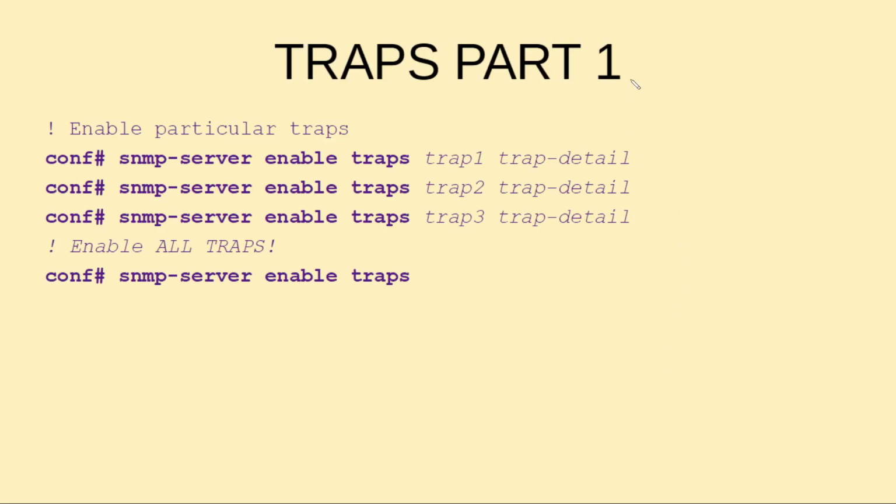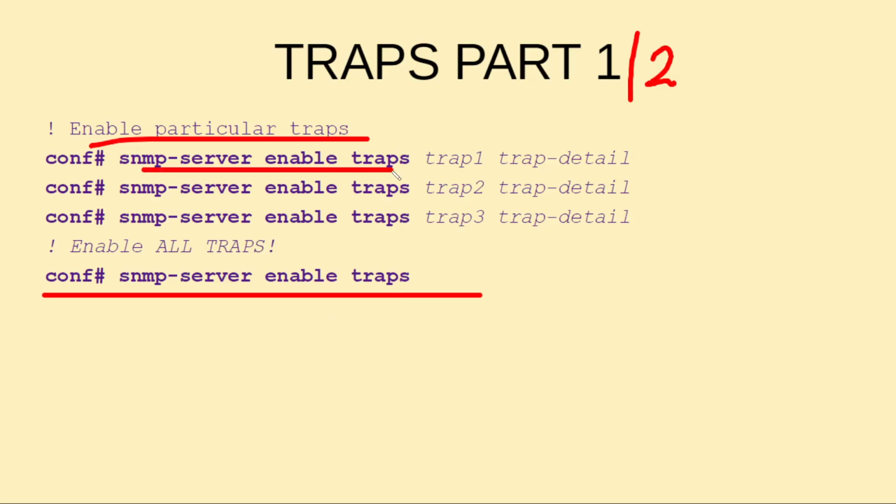We can break down the configuration of traps into two stages. At stage 1, you can choose to enable all the traps that are available within a device with this command without parameters, or you can choose to enable particular traps with the same command, but establishing what are the particular traps that you want to enable.